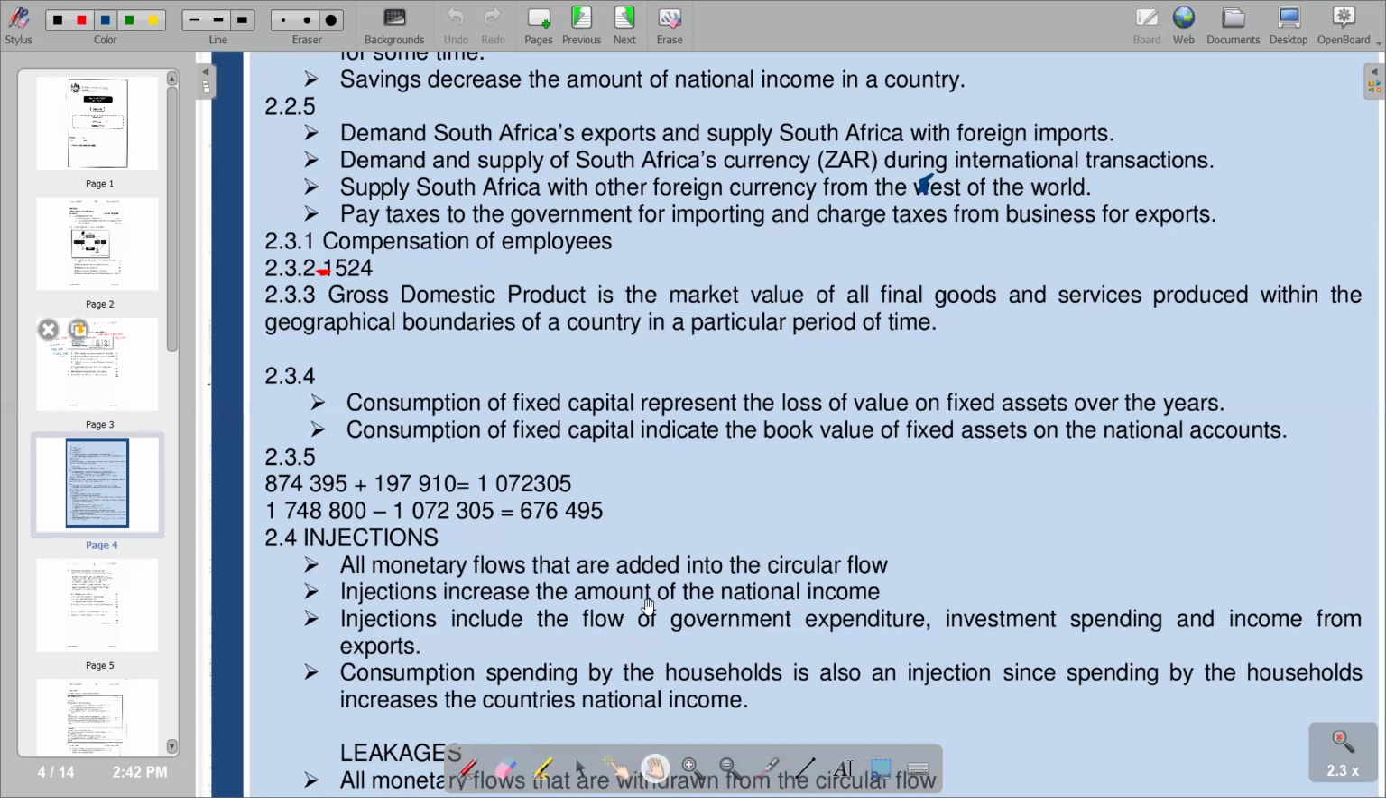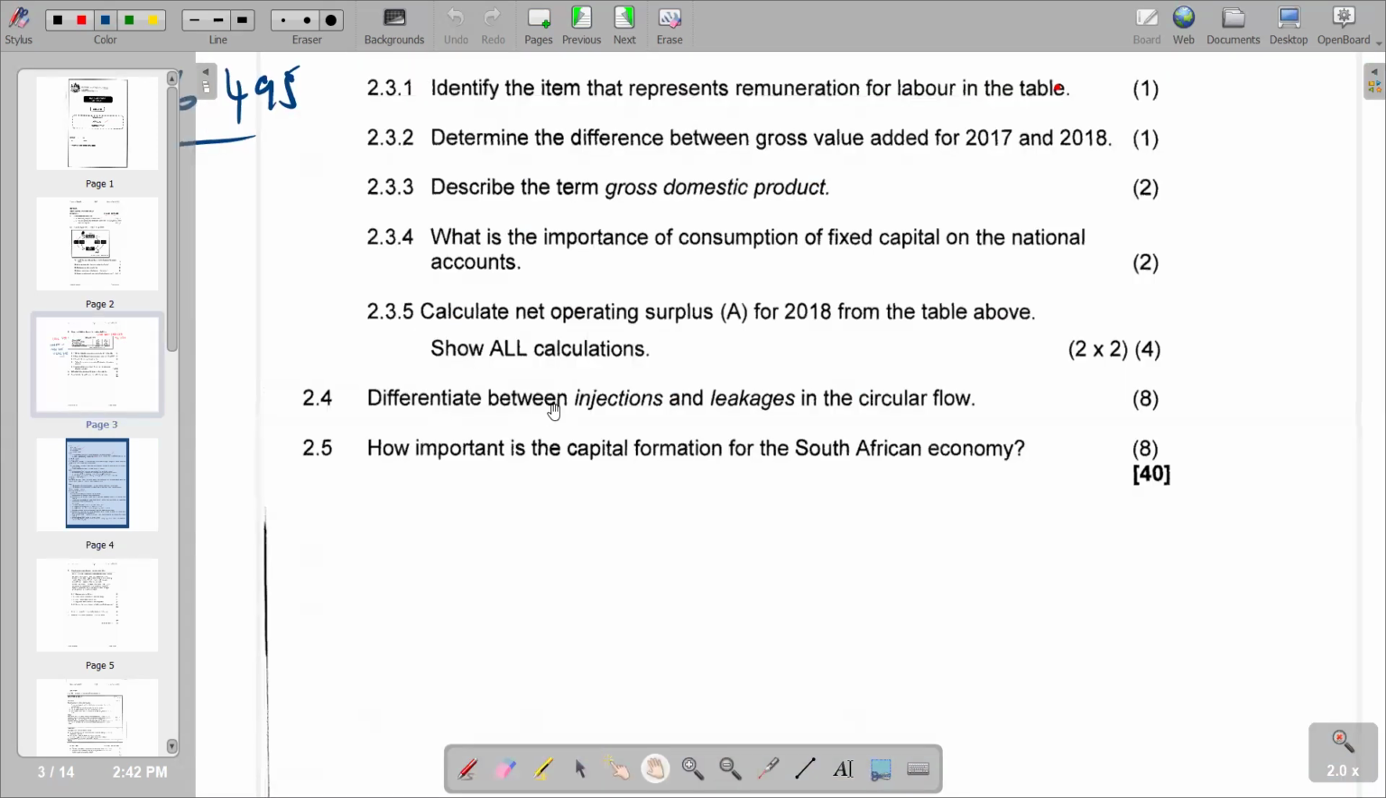So moving on to the next question, it reads, difference between injections and leakages in the circular flow. We basically know that injections represent additions in the circular flow, and leakages represent reductions in the circular flow. So from that point, we can come up with differences. For example, injections indicate all money-type flows that are added into the circular flow, whereas leakages represent all money-type flows that are subtracted or withdrawn from the circular flow. That typical difference is the one that we are supposed to point out.